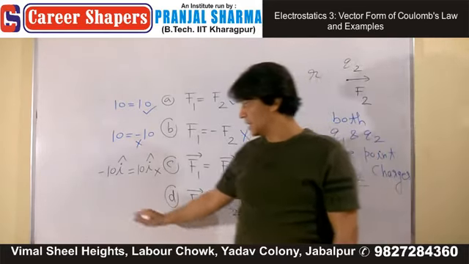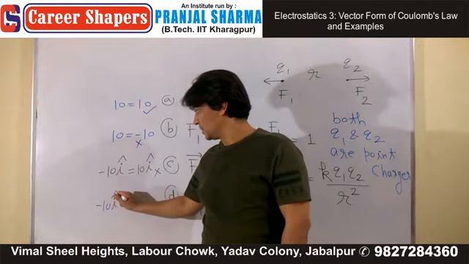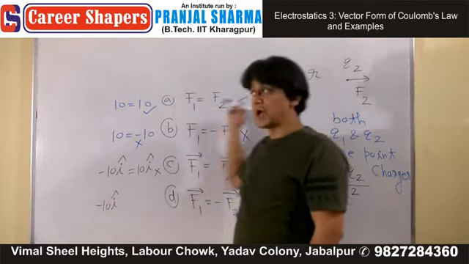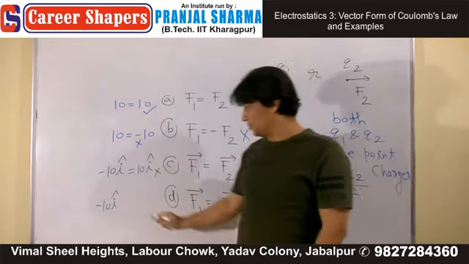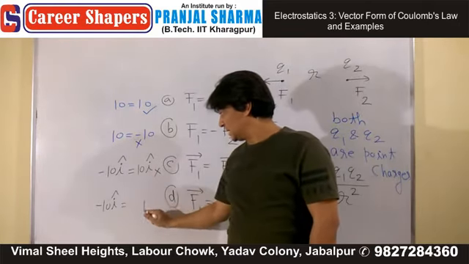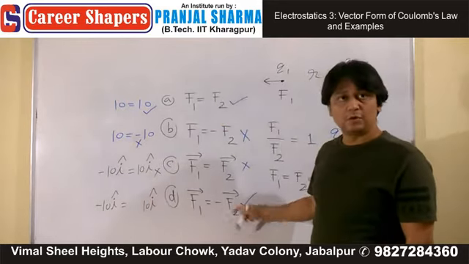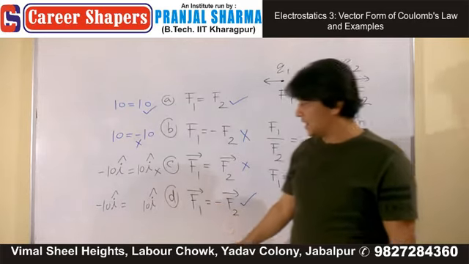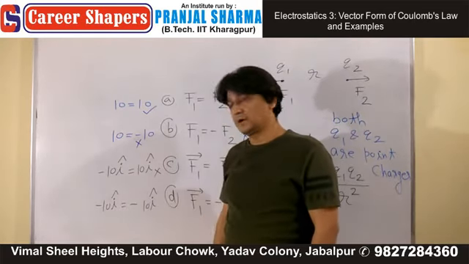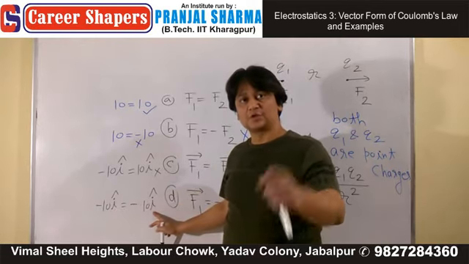Look at D option. What is F1? F1 is minus of 10 I cap. Negative sign is showing the direction, left. What is F2? F2 is 10 of I cap. And then you need to put additional negative sign. Both LHS and RHS are what? Same.